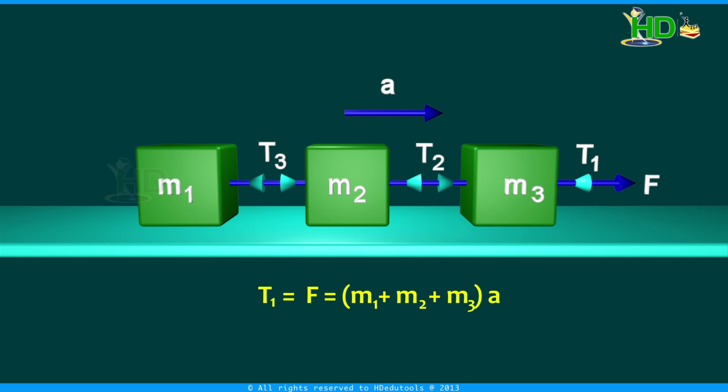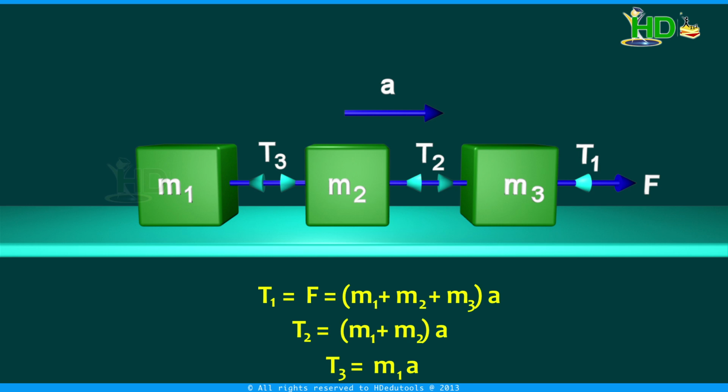And the tension between M2 and M3, this is T2. This is nothing but the force required to move the masses M2 and M1 together with acceleration A. Therefore, we can write T2 equal to (M1 plus M2) into A. The tension between M1 and M2, this is T3, and this is nothing but the force required to move mass M1 with acceleration A. Therefore, T3 equal to M1 into A.